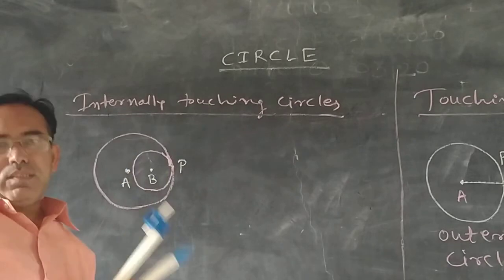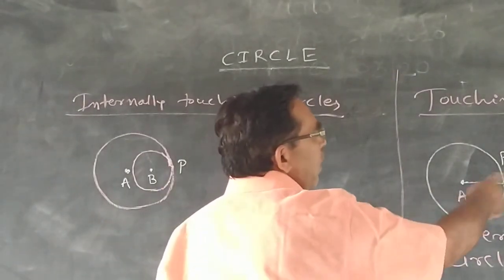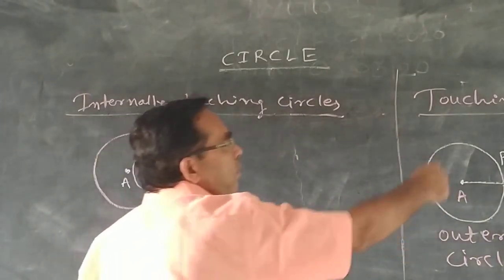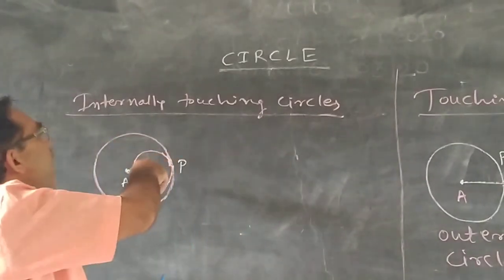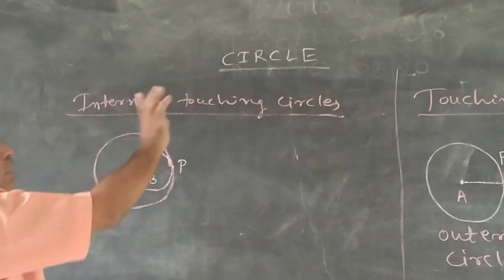Now we have seen the types of circles. In the next video we see how the distance between A and B is calculated in the case of outerly touching circles, and the distance between A and B in the case of internally touching circles.